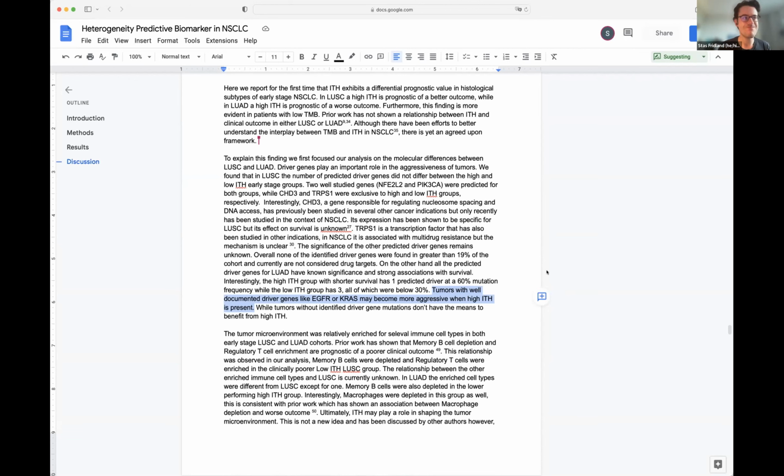I don't want to say avoid treatment because there's no treatment here, but it may allow them to progress faster versus situations where there isn't one identified driver mutation or driver gene. Those tumors don't have the same benefit from ITH. And I don't know. I'm going to think about how to phrase this differently. It's hard to say.